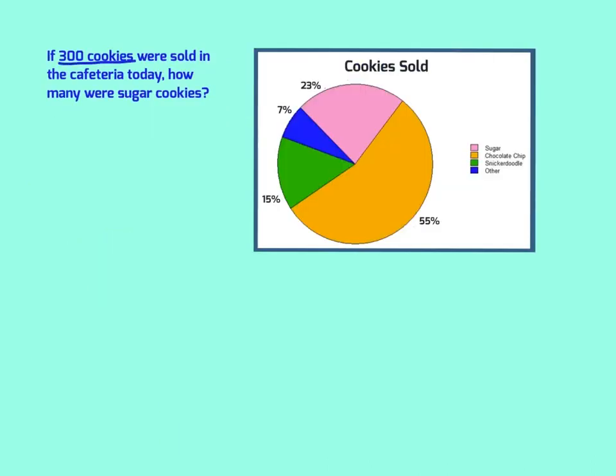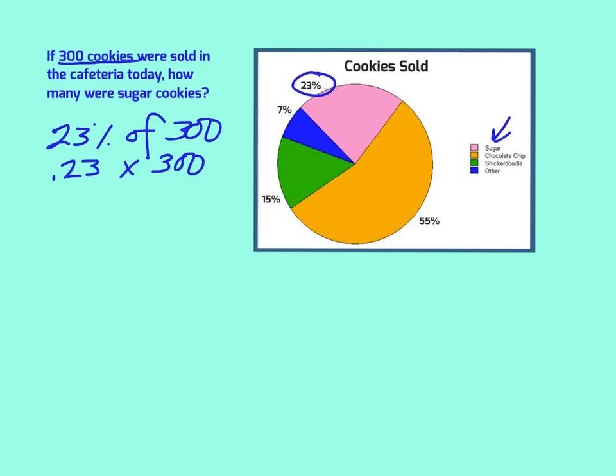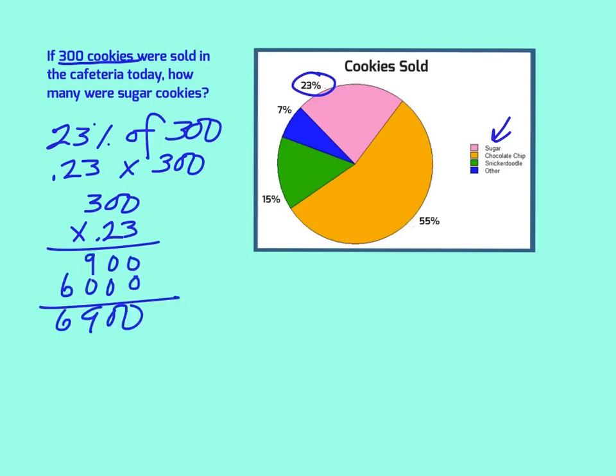If 300 cookies are sold in the cafeteria, how many are sugar cookies? Well, we see the pink one is sugar cookies, so we know 23% of 300. So the one way to do it is to change your 23% to a decimal, so 0.23 times 300. That's the easiest way to do it if you have a calculator, but of course you can still work it out by hand. Watch your decimals. When you get your answer, there were 2 decimal places in the question, 2 in the answer, so we know it's 69 sugar cookies.